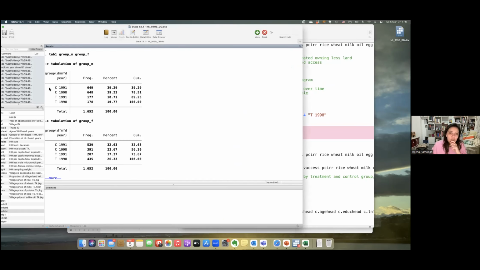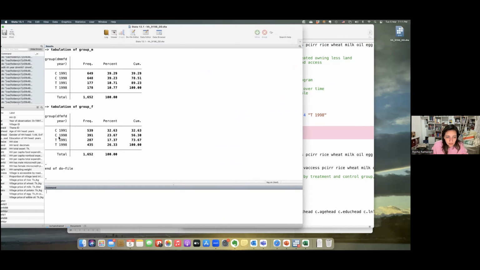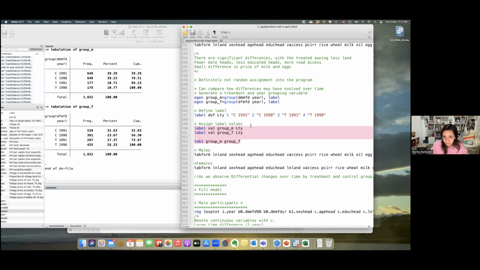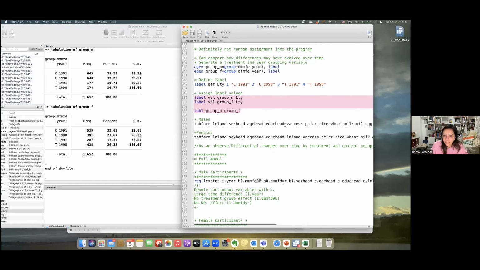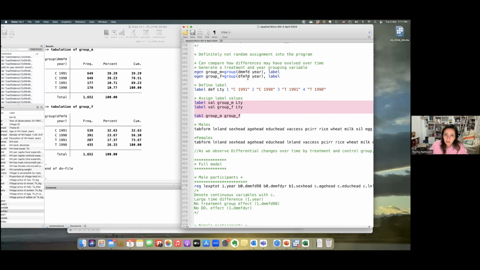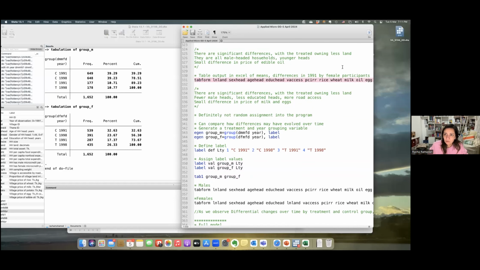So here I know from the sample how many were control in 91 and 98, and how many are treated in 91 and 98. Here, just to show you what I created with this variable. This variable shows me in which year I am and whether I am a control or a treated person. I will do the same tabulation exercise, but not only by male and female, by male beneficiaries and non-beneficiaries. I also want to see it by years. I don't know if I am clear, but let me open this Excel file again.